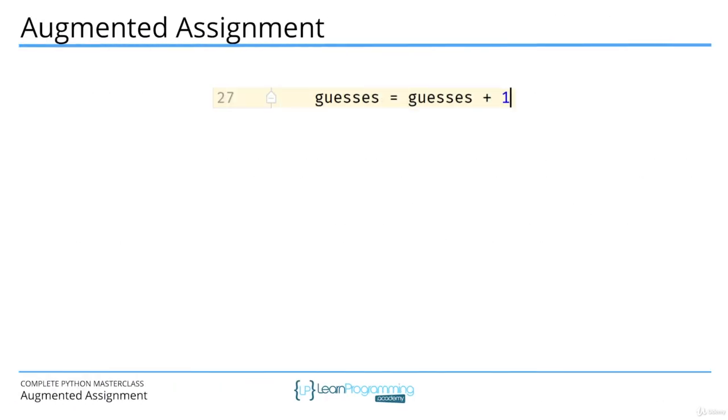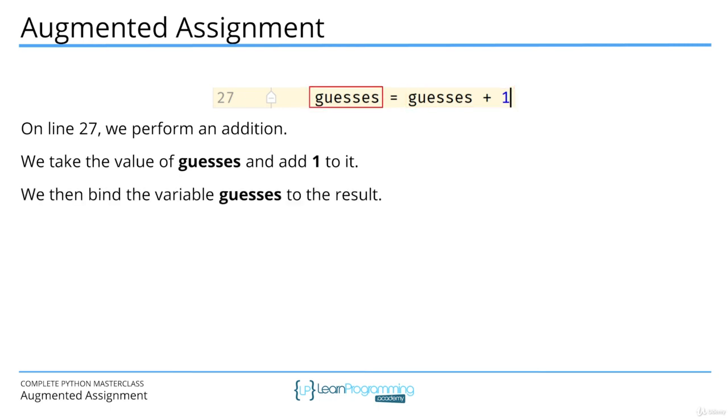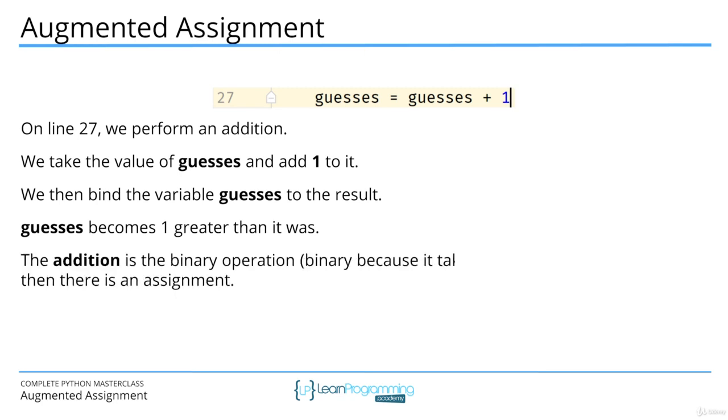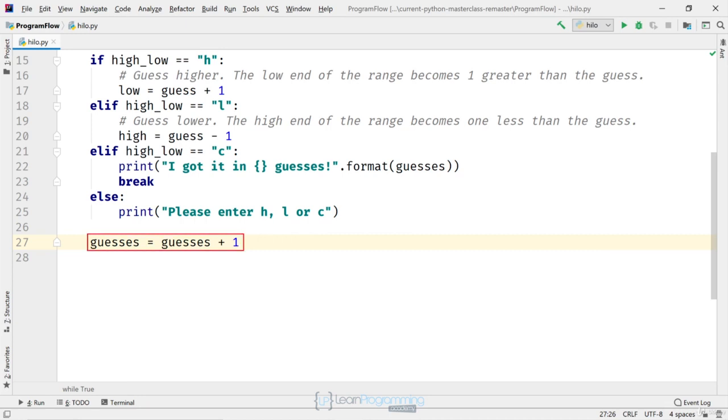So looking at the code on line 27 there, guesses equals guesses plus 1, we're performing an addition. We take the value of guesses and add 1 to it. We then bind the variable guesses to the result. Guesses becomes 1 greater than what it was. The addition is the binary operation, binary because it takes 2 operands to work on, and then there is an assignment.